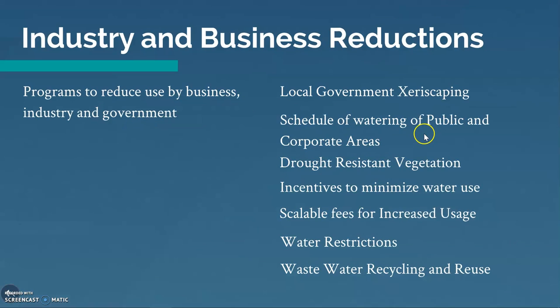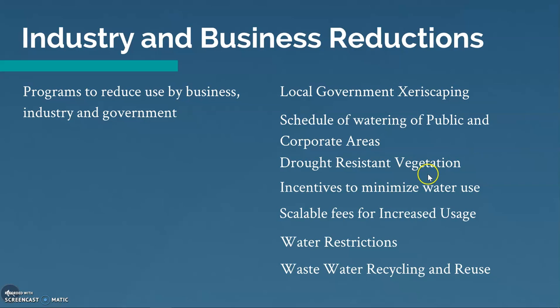Industry and business reductions, again, programs to reduce business, industry, and government use. Have local governments begin xeriscaping and transforming some of the green areas into less water-intensive areas. Scheduling of watering at public and corporate areas. We've all seen the sprinklers running in the middle of the day during a rainstorm. If we could stop doing that to allow those areas to water themselves, or just schedule at night.